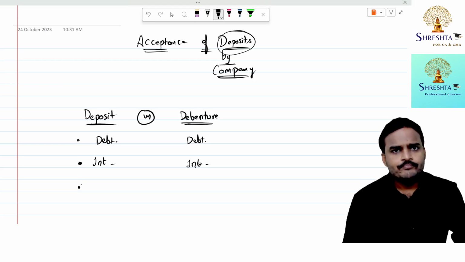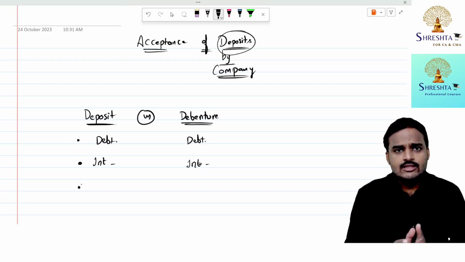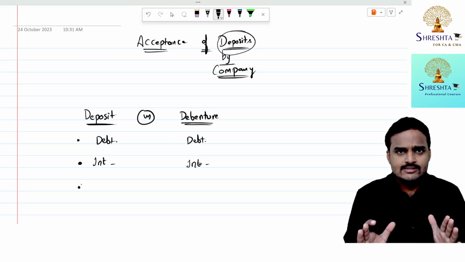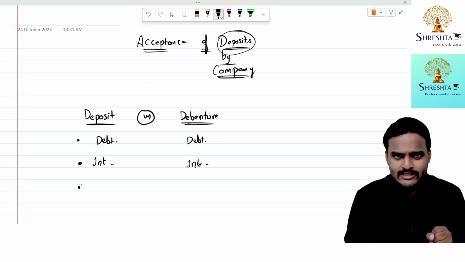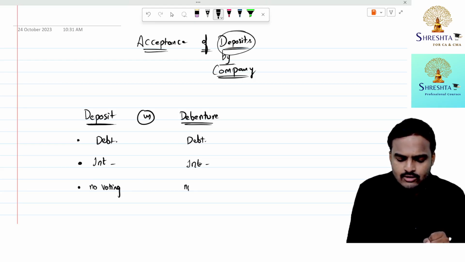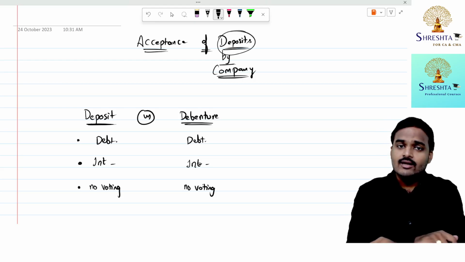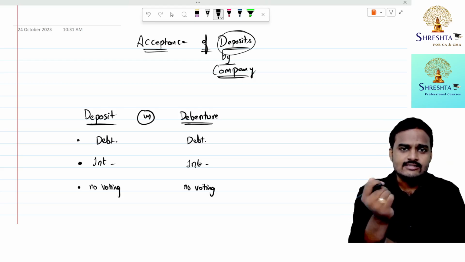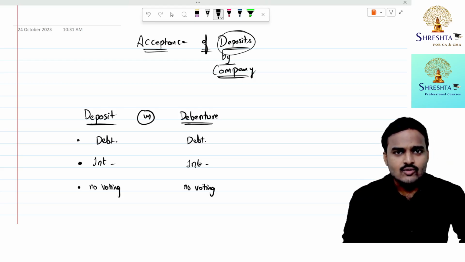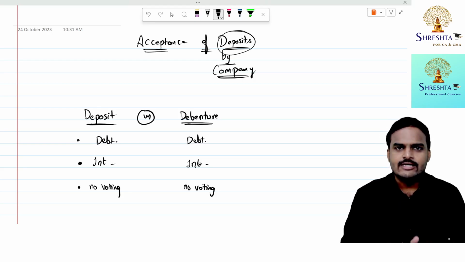Next, both deposit holders and debenture holders carry no voting rights. A company accepting deposits: will the deposit holder get any voting rights? No voting rights. In case of debentures also, no voting rights. The company is prohibited from issuing debentures that carry voting rights, section 71, which we discussed in the previous lecture. These are the similarities between deposits and debentures.